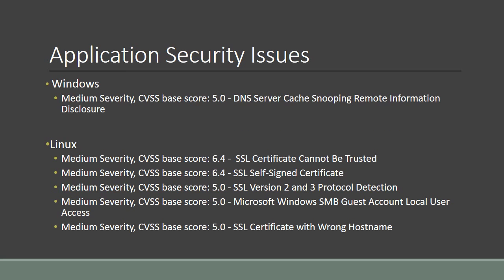Application security issues for Windows. There's a medium severity, and this was the DNS server cache snooping remote information disclosure. And I found multiple on Chris's Linux, and they were medium severity, SSL certificate cannot be trusted, medium severity SSL self-signed certificate, medium severity SSL version 2 and 3 protocol detection, medium severity Microsoft Windows SMB guest account local user access, and medium severity SSL certificate with wrong hostname.